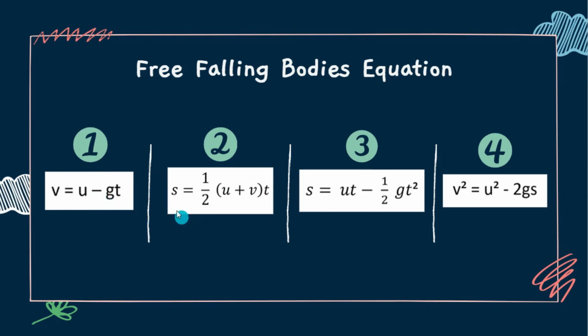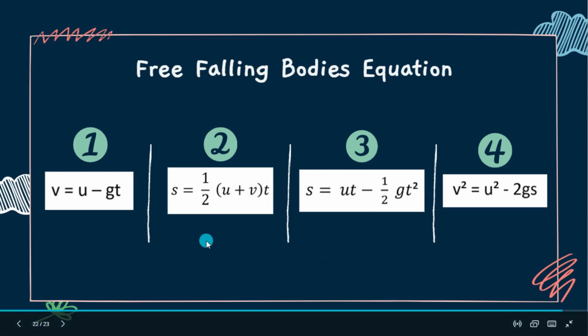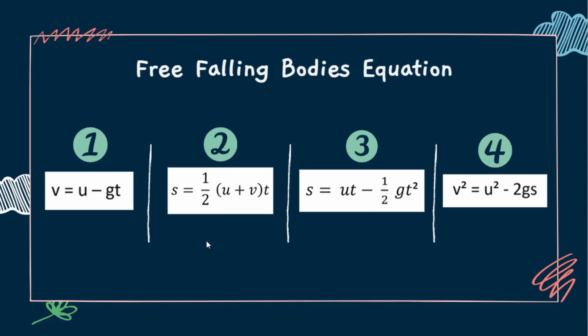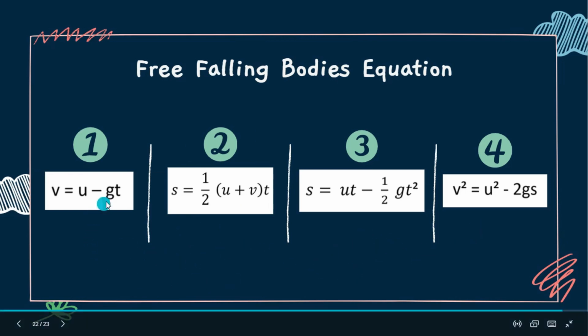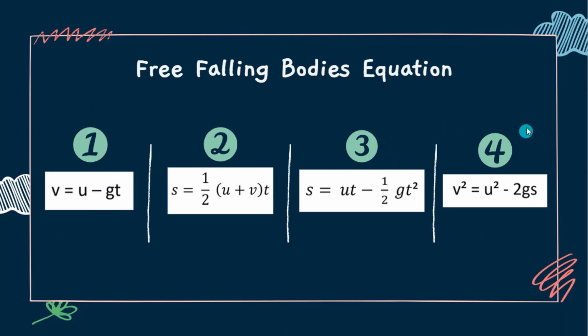Okay, the second formula is s equal to 1 over 2 multiplied with (u plus v) multiplied with t. And the third one is s equal to ut minus 1 over 2 gt squared. So the a we change into negative g. And the fourth formula is v squared equal to u squared minus 2gs. From these four formulas, we can see that there is only one formula that doesn't change at all from the linear motion equations, which is the second equation, because the second equation doesn't have acceleration, or a. So the formulas that have a are the ones that change into negative g, such as the first formula, third formula, and the fourth formula.